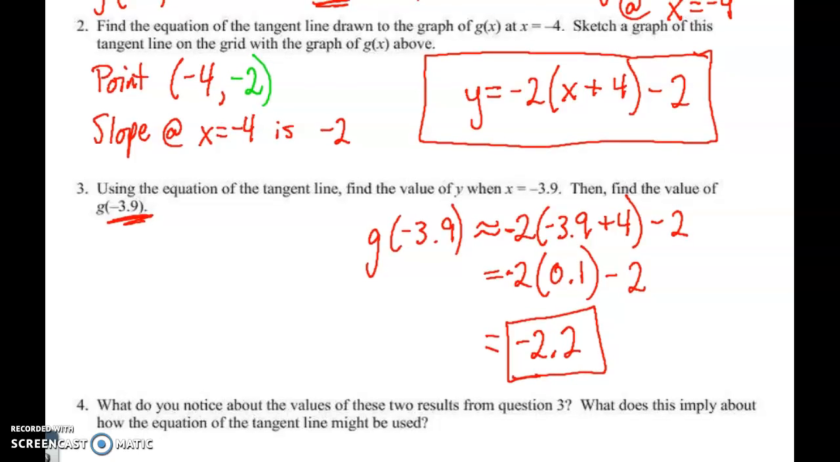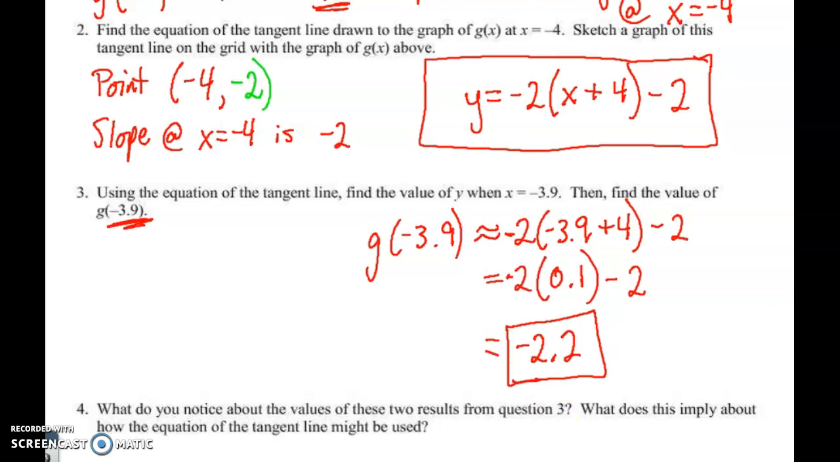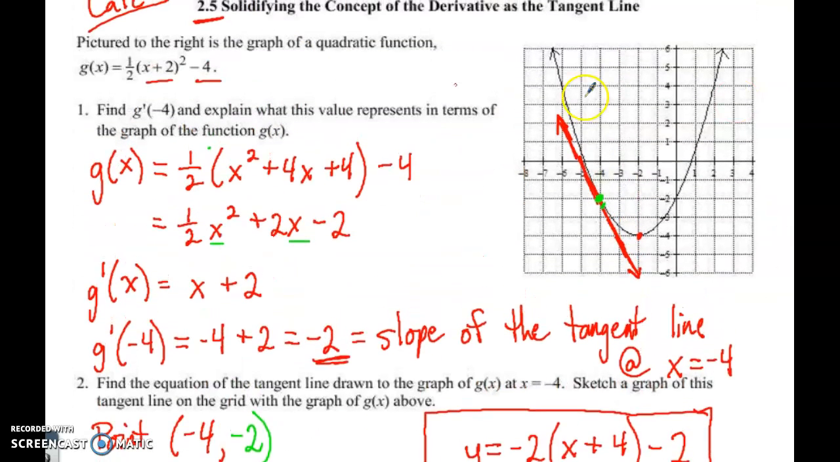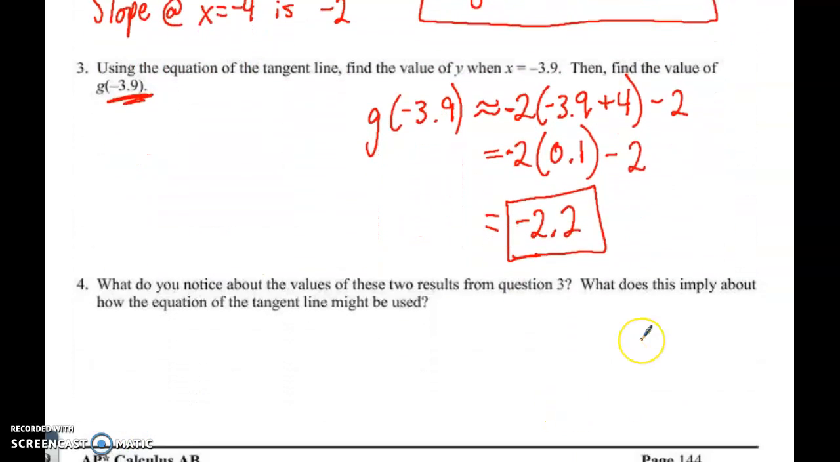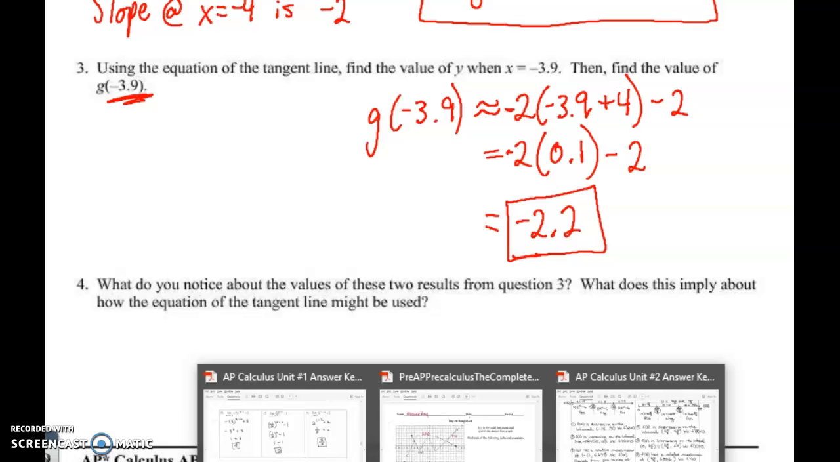Now, what you could do to get the exact answer, because we have a calculator, is we could pull up a calculator and we can actually see, negative 3.9 plus 2, whatever that is, squared, half of that minus 4 will give you the exact answer. Now, the other piece that they're asking for is that, I guess they actually wanted you to figure out what g of negative 3.9 is. I'll just pull up the answer key.